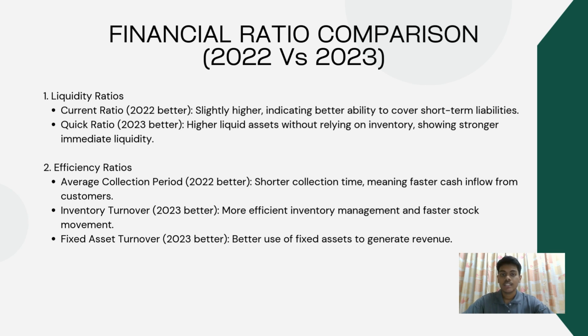And then the next is efficiency ratio. The average collection period in 2022 is better because there is shorter collection time, meaning faster cash inflow from the customer. And then next one is inventory turnover. 2023 is better because there is more efficiency in inventory management and faster stock movement in the company. The next is fixed asset turnover. Also 2023 is better because there is better use of fixed assets to generate revenue.